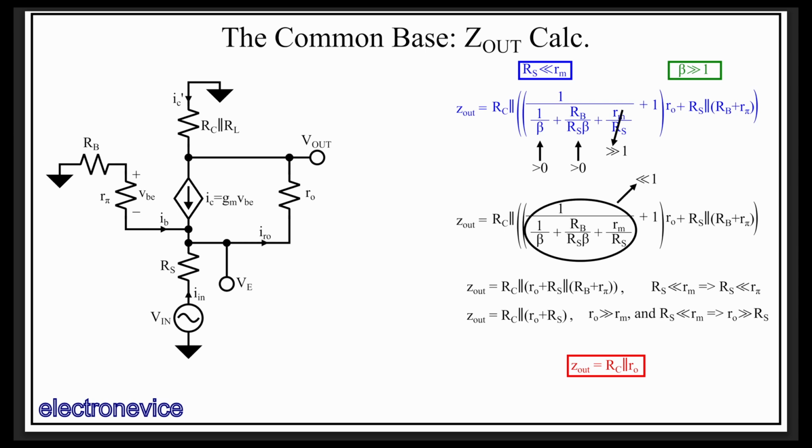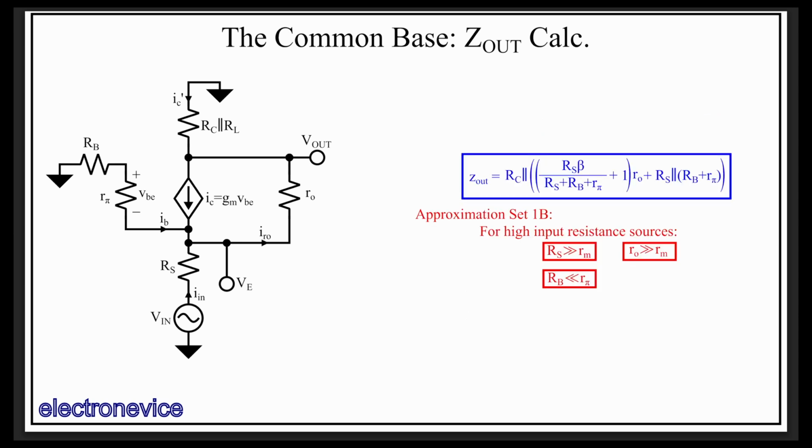Now we look at the second approximation, that of Rs being large, much greater than Rm. We also assume Rb is much less than R pi, and Ro is much greater than Rm, which has been established previously is always true. So looking back at our equation here, we can immediately get rid of these Rb's, cleaning things up a bit.